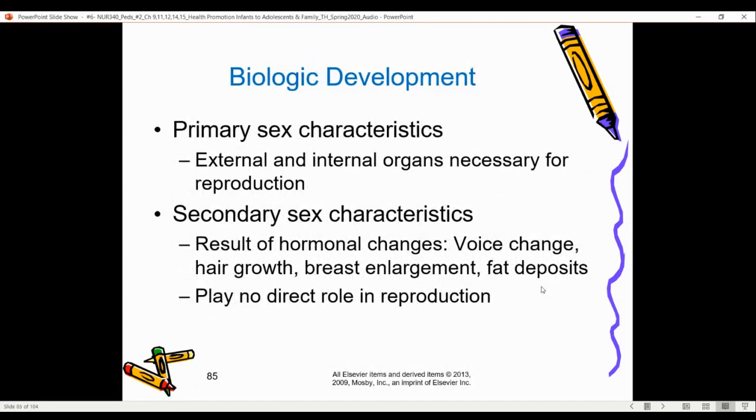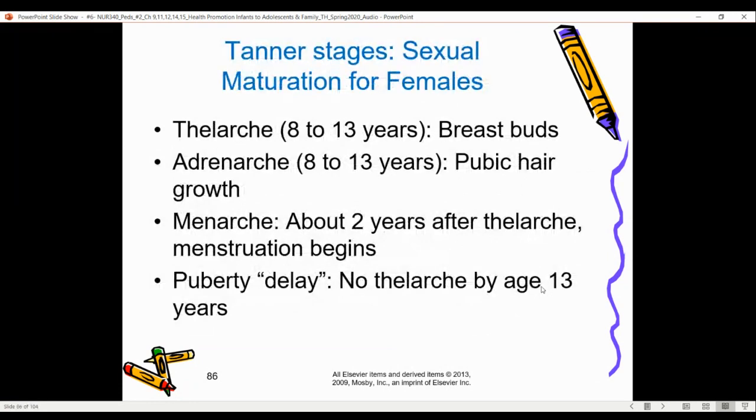Okay, biologic development, those primary sex characteristics are the ones that are responsible for reproduction. So internal and external responsible for reproduction. The secondary ones are the ones that are part of puberty and part of reproduction, but you don't have to have them, like breast development, voice changes, those kind of things. The Tanner stages of sexual development. Dr. Tanner is the one that defined this, and you might remember talking about this in health assessment, at least touching on this. So I'm going to talk about the stages here.